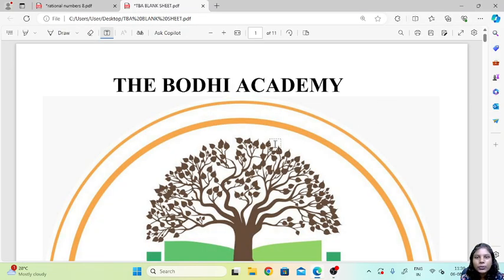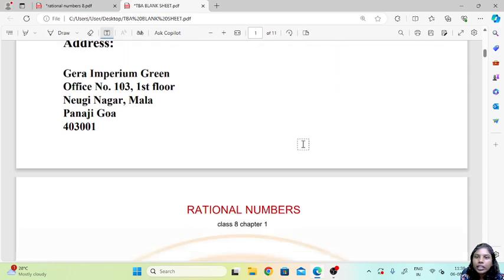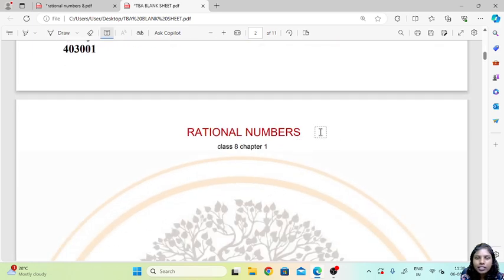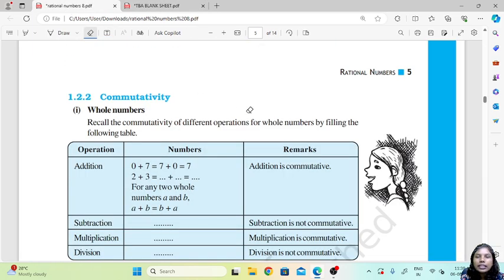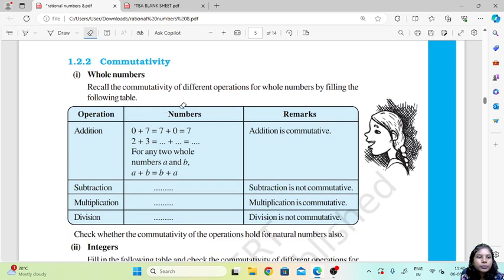My name is Amisha Kulaso, and in today's video we will continue with our chapter Rational Numbers, Class 8 Chapter 1. Previously in this chapter we spoke about the closure property, and we categorized it in different operations. That is, first we spoke about addition, subtraction, multiplication and division. Next we went to the integers part of it, and lastly we discussed the rational part. In today's video we will be discussing two more such properties, that is the commutative property and the associative property. So let's start with the whole numbers.